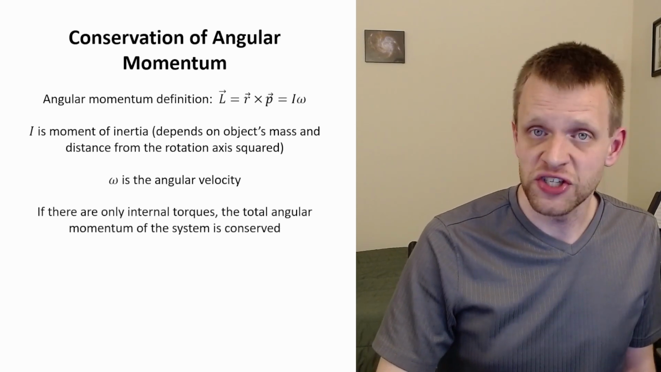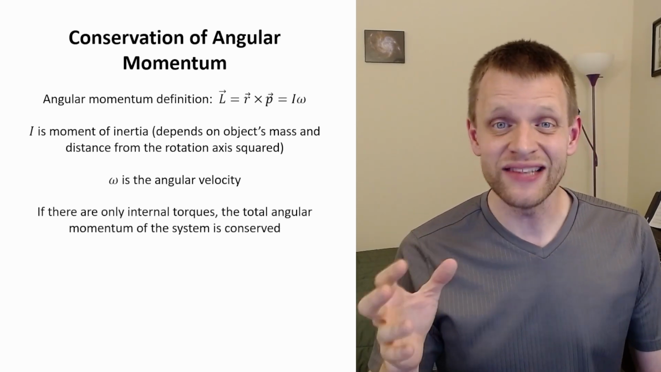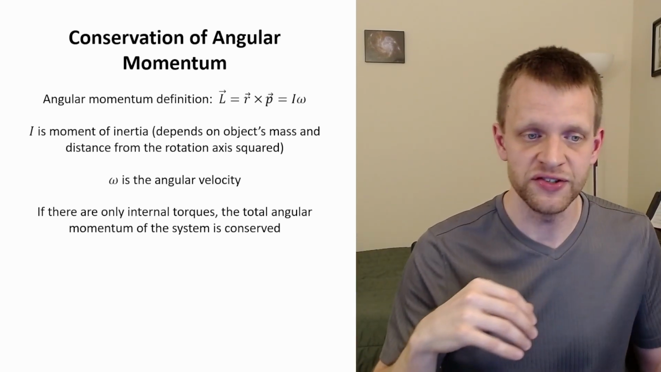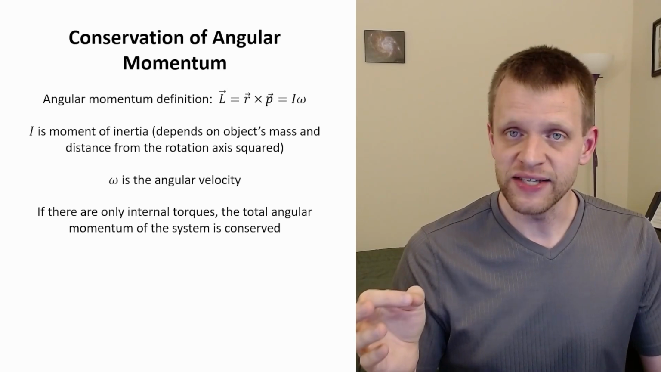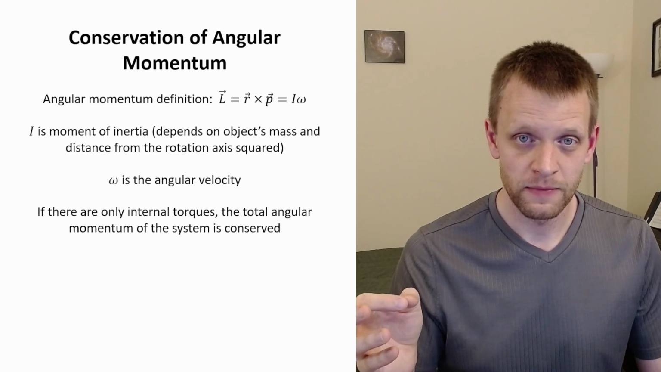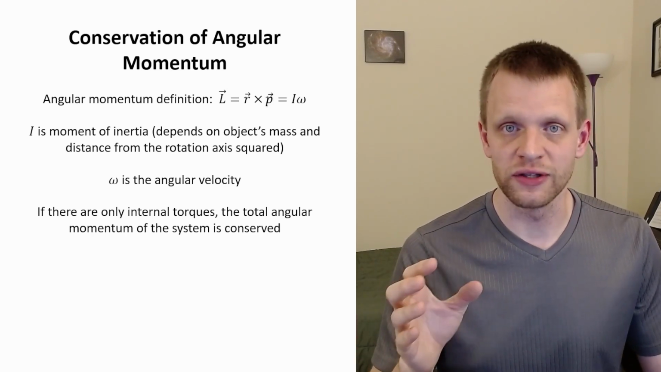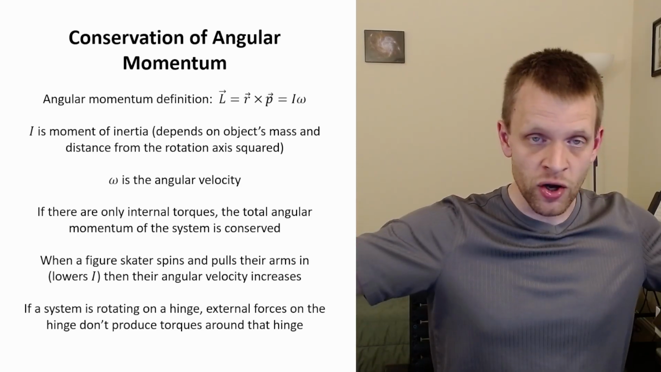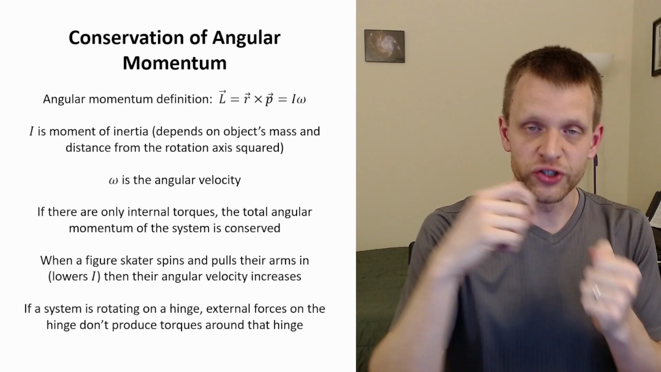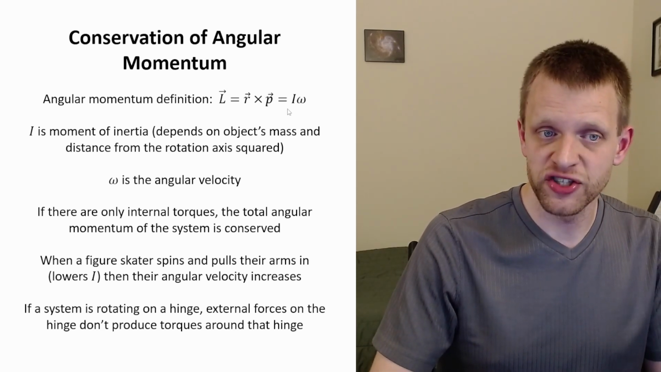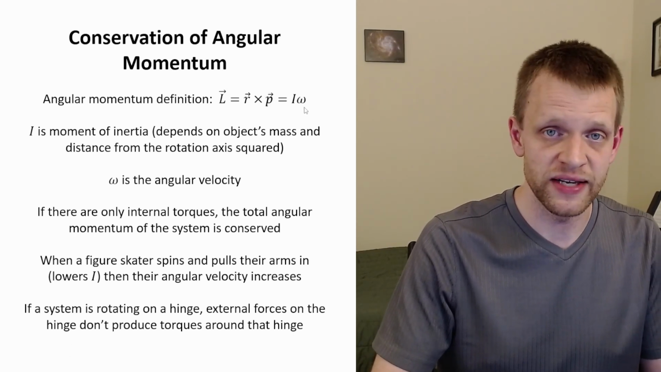And if I have a system where there are only internal torques, there are no external torques that are going to change my rotation rate, then in those cases, the total angular momentum of the system is going to be conserved. The quintessential example of this would be a figure skater spinning around and then quickly pulling their arms in, which causes their rotation rate to increase. In this case, we're saying the angular momentum is staying the same. My moment of inertia times my rotation rate is staying the same.